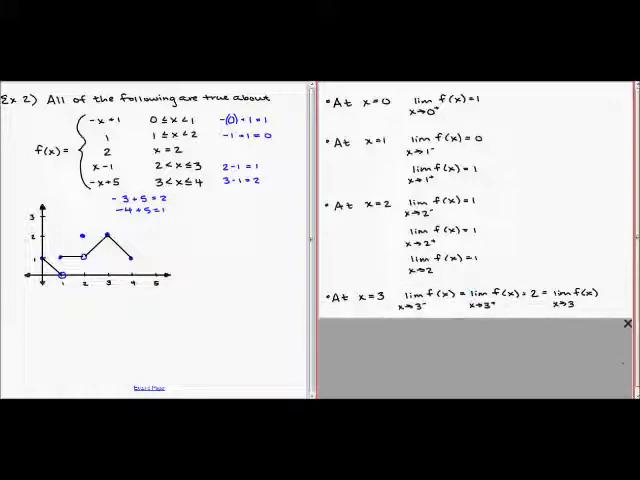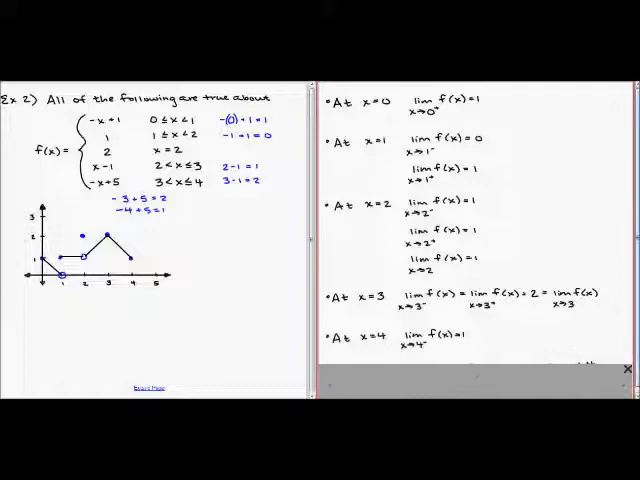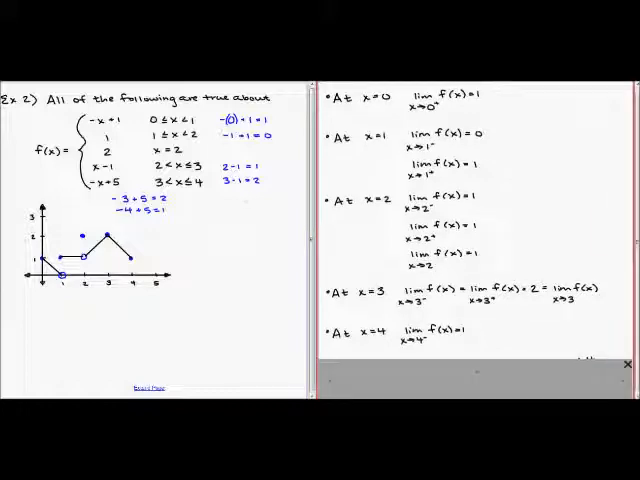Okay. At x equals 3, the left-hand limit of this function is equal to the right-hand limit of the function. You see them approaching the same point right here. They're both approaching 2. So the limit is equal. The right and left-hand limits are equal, meaning the limit at x equals 3 is 2. Okay. At x equals 4, we see that the left-hand limit is equal to 1. The left-hand limit of that function approaching 4 is 1.